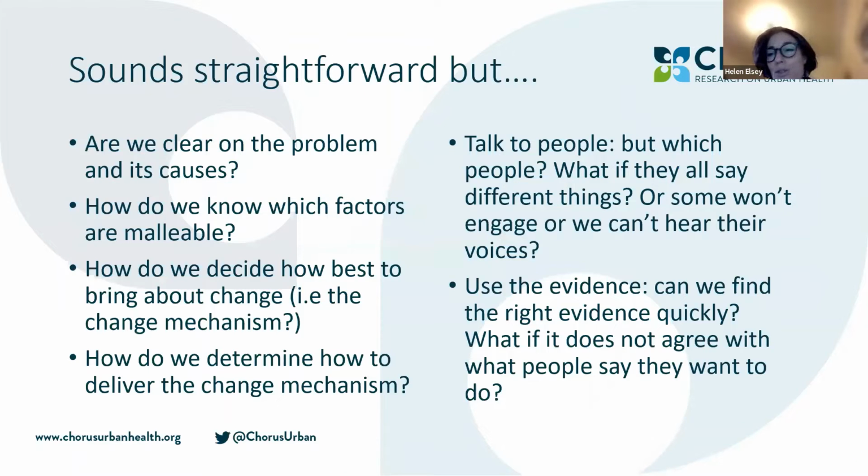So in a way, it looks straightforward, a nice linear process. You just do all these things, your intervention is there and will work. But are we really clear on the problems and the causes? How do we know which factors are really malleable or can be changed? And then how do we know what are the actions that are actually going to bring about that change, and how do we deliver those in practice?